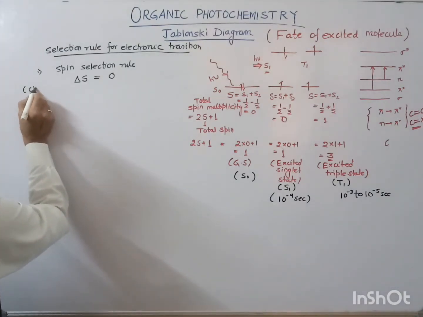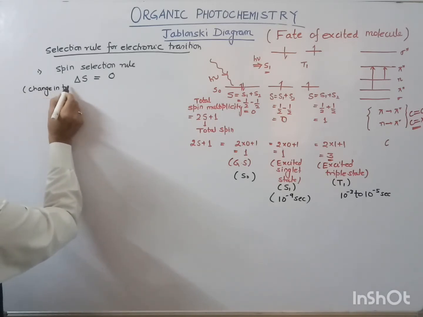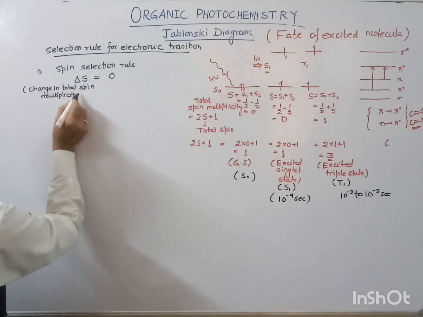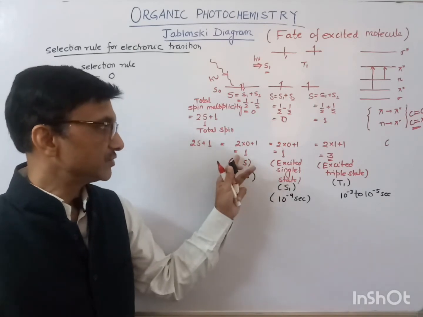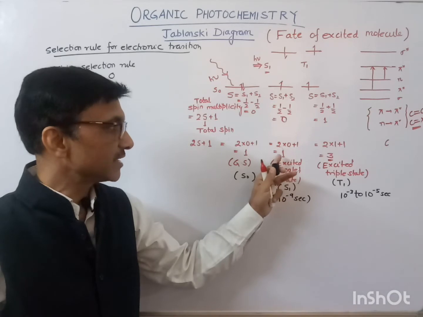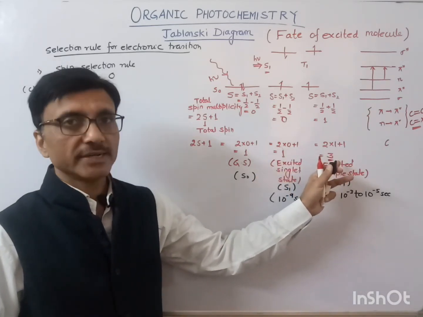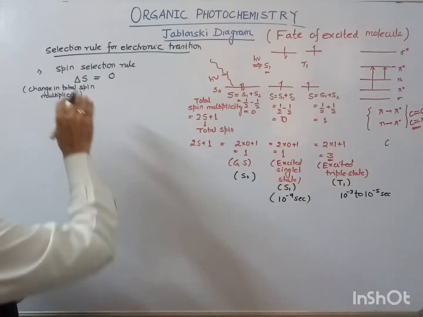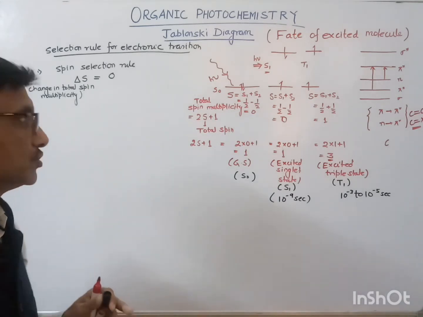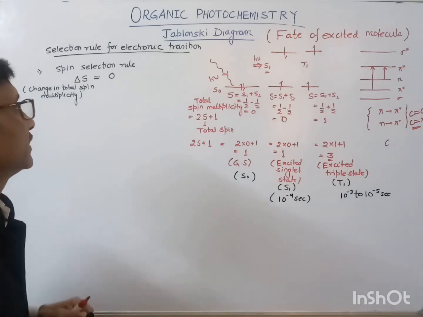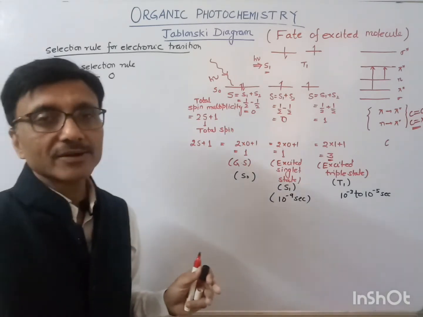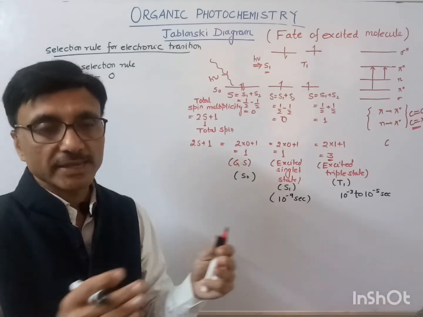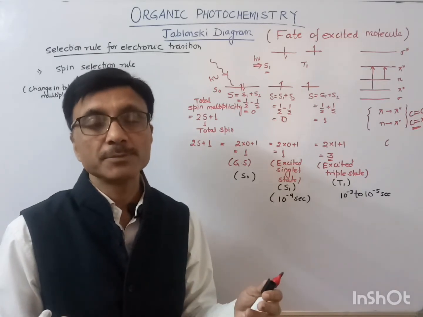So delta S is the change in total spin multiplicity. We have already found that the total spin multiplicity in the singlet ground state is 1, in the singlet excited state it is again 1, and in the excited triplet state it is 3. According to this rule, during electronic transition delta S should be 0, meaning the electron can undergo relaxation or excitation very easily when the spin multiplicity is the same.